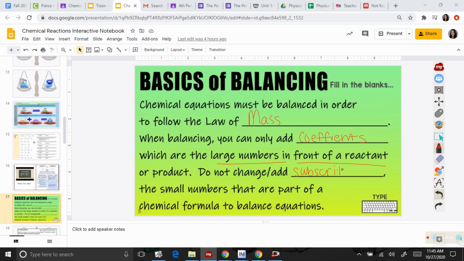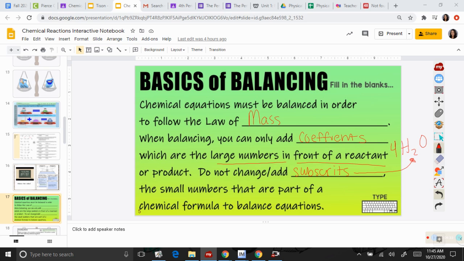Subscripts are those tiny numbers that go behind it. So when we write H2O, the 2 is a subscript. We can't ever change those. But you can write a coefficient like 4 out in front of it.